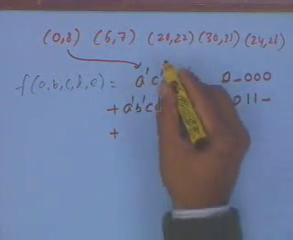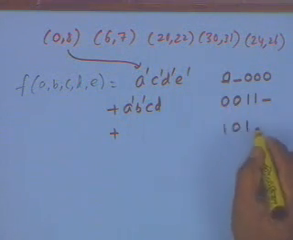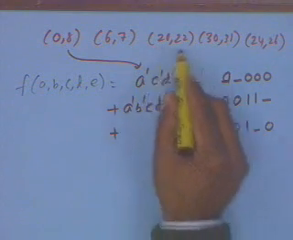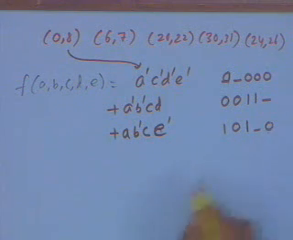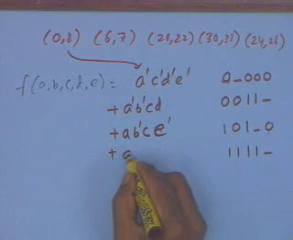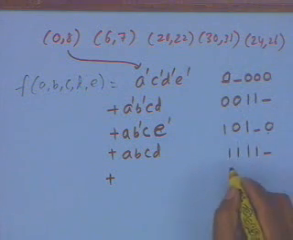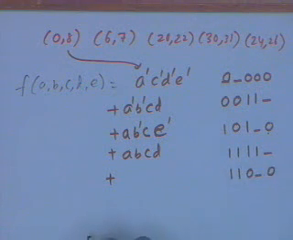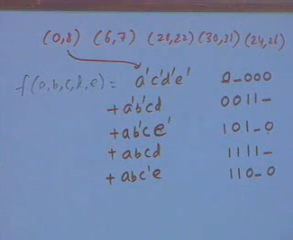Third term is 20, 22. So 16. This is, if I have a 0 here it will be 20, if I have 1 here it will be 22, so that is going to be A, B complement, C, E complement. 30, 31, A, B, C, D. 24, 26, so this variable will be eliminated, it's A, B, C complement, E complement.